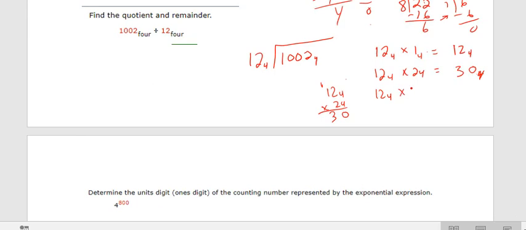12 base 4 times 3, 4 times 3. Okay, so 12 base 4 times 3. 3 times 2 is 6. If we convert that, we would divide by 4. We get a 2. So we get 1, 2. So I write down the 2, carry the 1. 3 times 1 is 3, plus 1 is 4. 4 converted into base 4 is going to be 10, or 1, 0.